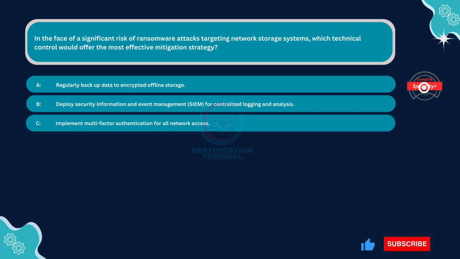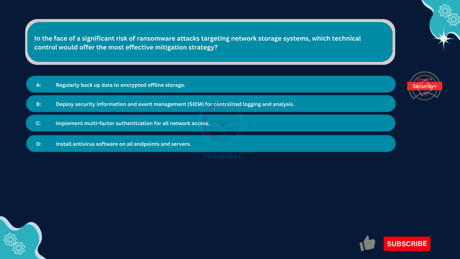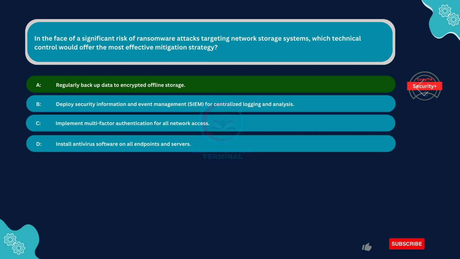Option C, implement multi-factor authentication for all network access. Option D, install antivirus software on all endpoints and servers. The correct answer is Option A, regularly back up data to encrypted offline storage. Regular backups to encrypted offline storage provide an effective mitigation strategy against ransomware attacks.